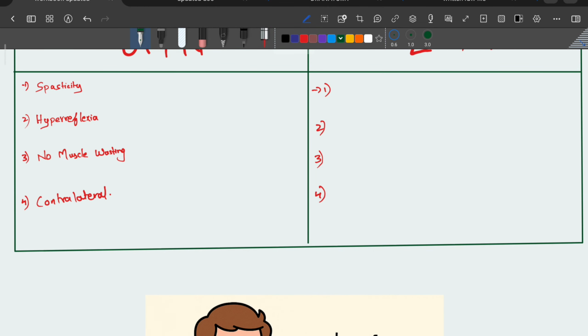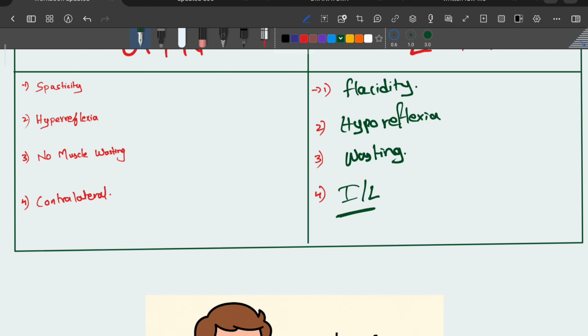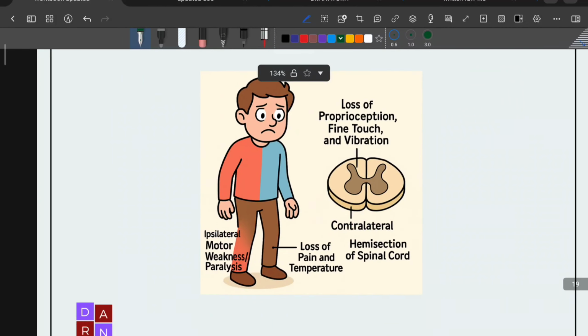The opposite side, exactly opposite to the upper motor neuron, here you will be seeing flaccidity, hyporeflexia. Muscle wasting will be there, so the muscle is not working here. And I had discussed right now, lower motor neuron is ipsilateral.